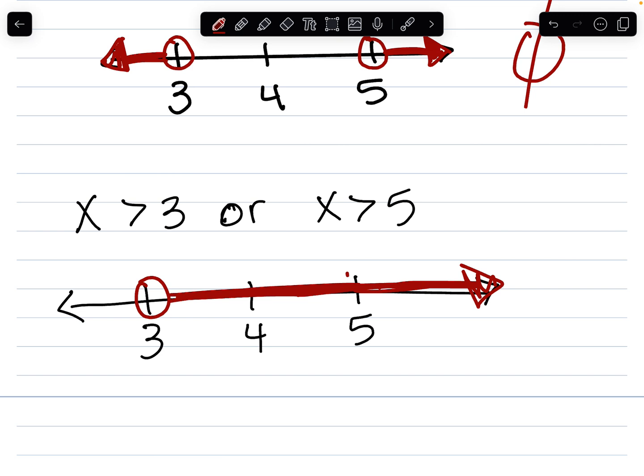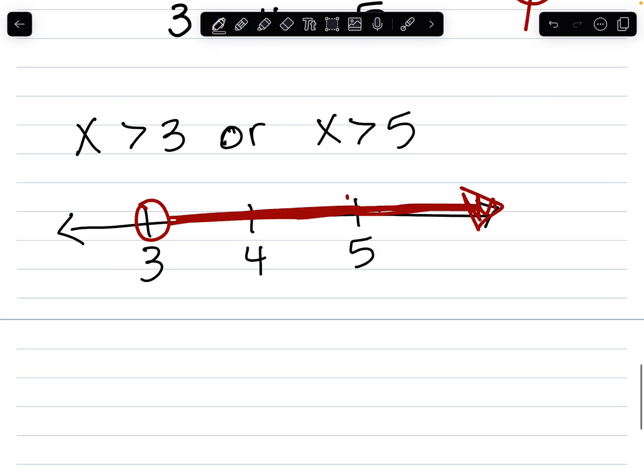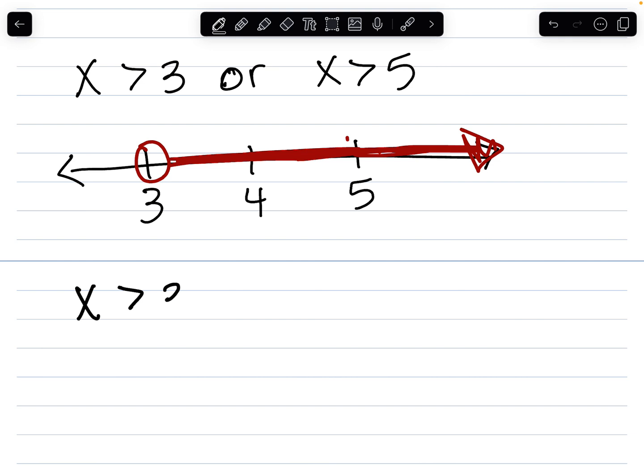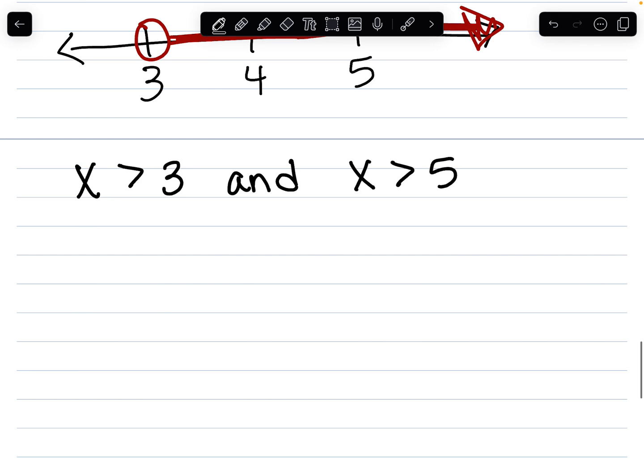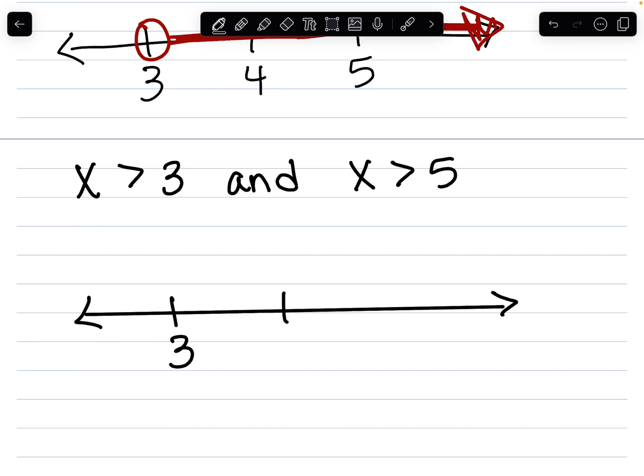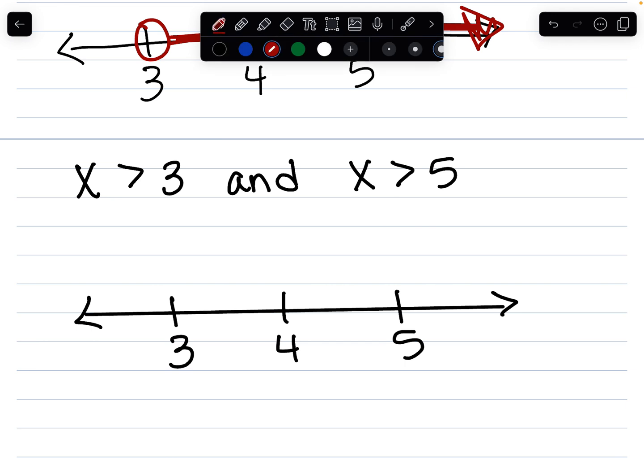Okay? Now, last one, and then I'm going to let you go. I'm going to give the exact same numbers. X greater than 3, but I'm going to put and x greater than 5. It's the same thing. The last one was an or statement. Okay? So, here's what I want you to think about. What numbers are both bigger than 3 and bigger than 5? 6, 7, 8. So, which is the only one I'll graph here? 5. So, what type of circle? Open circle at 5, going to the right.